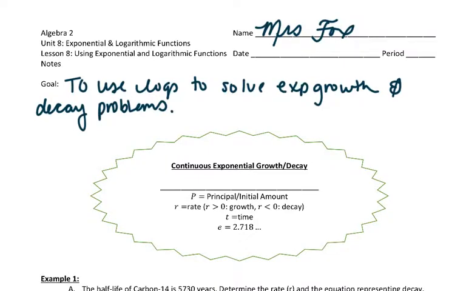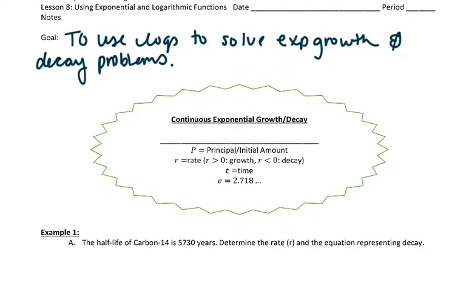All right, so as I promised, I told you guys that we would be using this formula, and often it is referred to as the PERT formula, okay? The amount is equal to P e to the power of r times t, or this can be written with a k also. And I told you that that k also represents the rate.